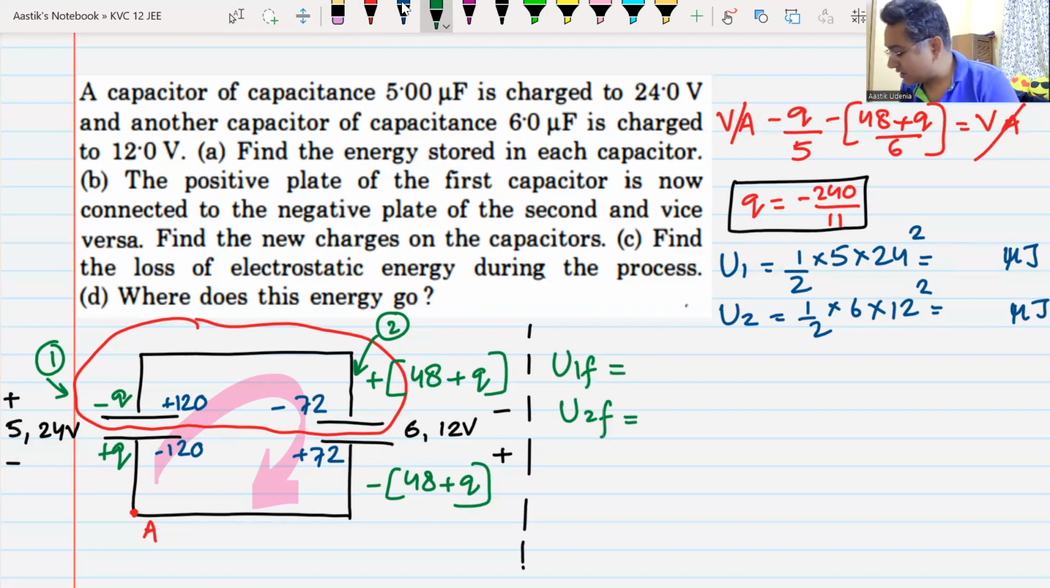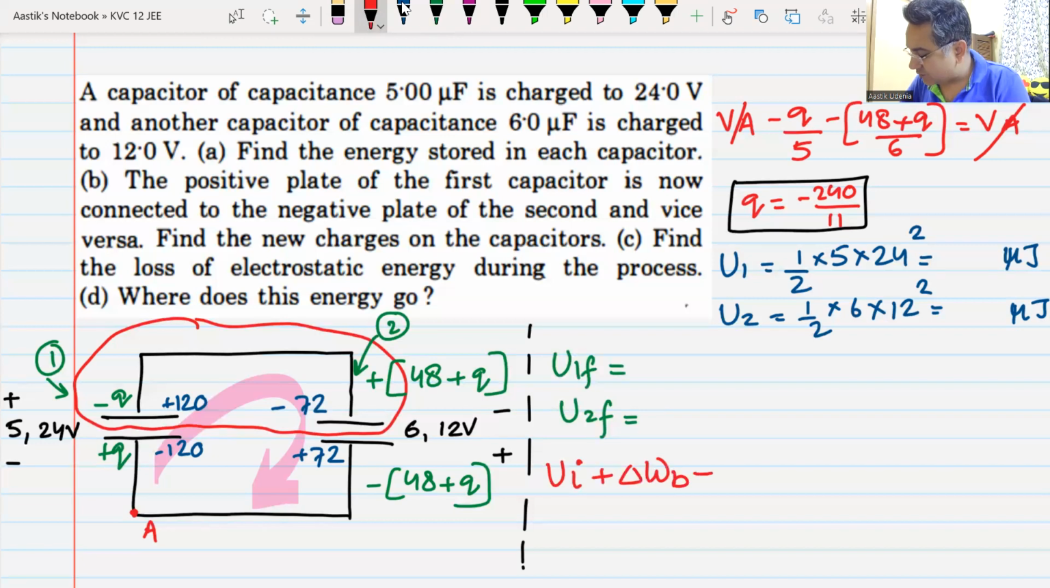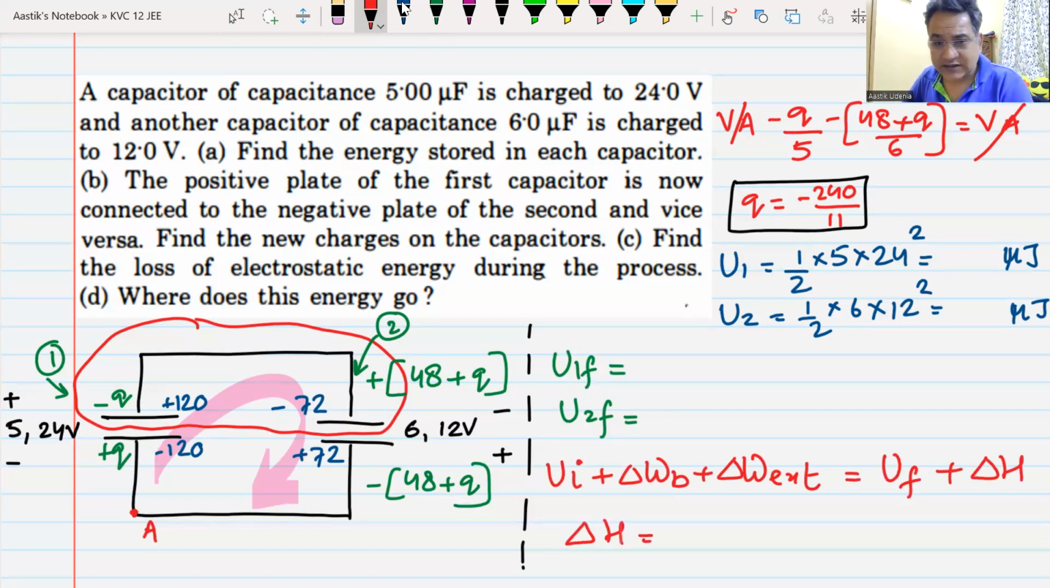Once you get the initial and the final energies, you can apply the equation of capacitor: U initial plus work done by the battery plus work done by the external agent shall be equal to U final plus heat developed. From here, you should get the value of heat developed. The answer that I see is 1770 microjoules.